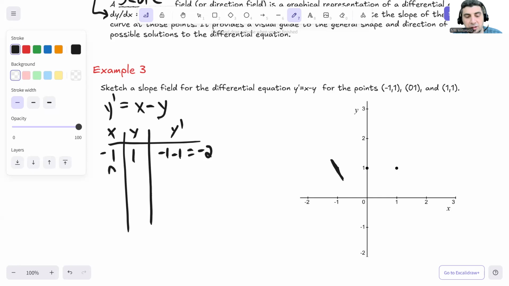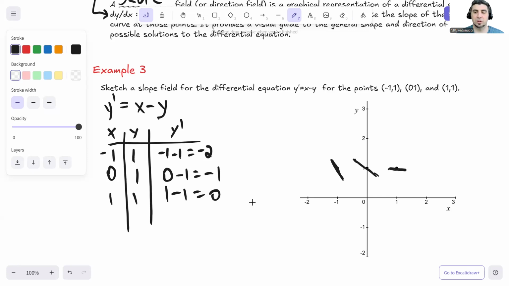The next point, (0, 1), would be the x and y value. So y prime is equal to the x value minus the y value, which ends up being -1. Notice the slope of that tick mark is still negative, but it's not as steep as the previous one, because the slope is -1 and not -2. The next point is (1, 1). If you substitute that into the differential equation, you get 0, and you would have a horizontal tick mark at that point.